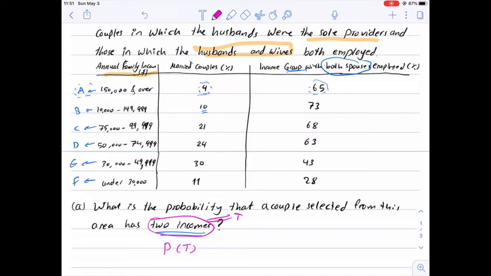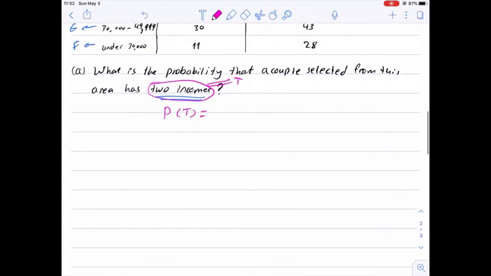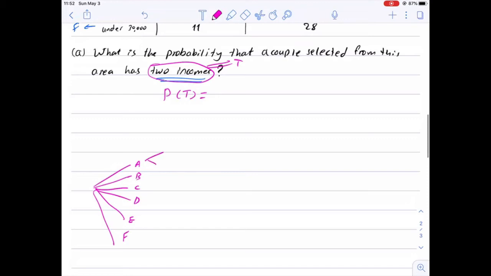So probability of T, that means we have T comes from... let me do a tree diagram first to make it easier to understand this probability. So we have category A, B, C, D, E, and F. And then we have either both of them work or not both of them are workers. Here, both of them, not both of them.